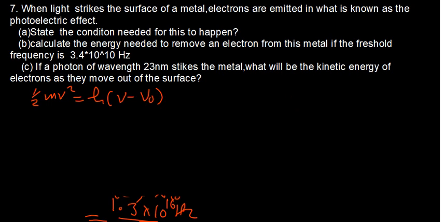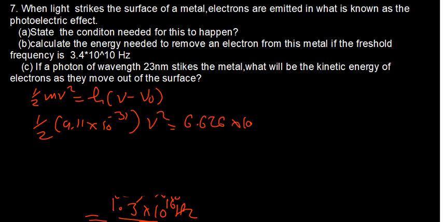So half mv squared, this is half, because we're talking about an electron, the mass of an electron is 9.11 by 10 to the power negative 31 kg, and then times velocity squared should be equal to the Planck's constant, that is 6.626 by 10 to the power negative 34, and then the frequency at which this photon is moving is 1.3 by 10 to the power 16. Subtract the threshold frequency, that is 3.4 by 10 to the power 10.